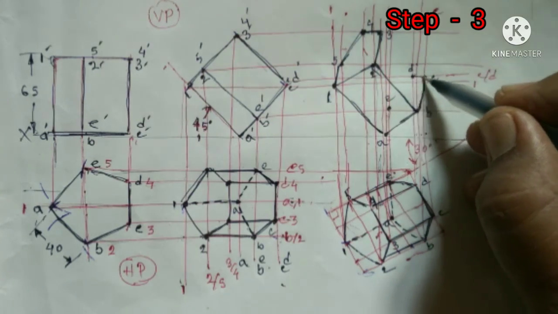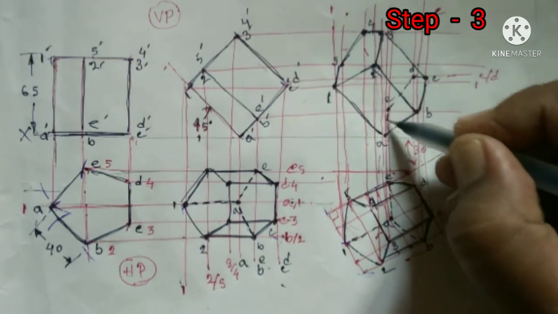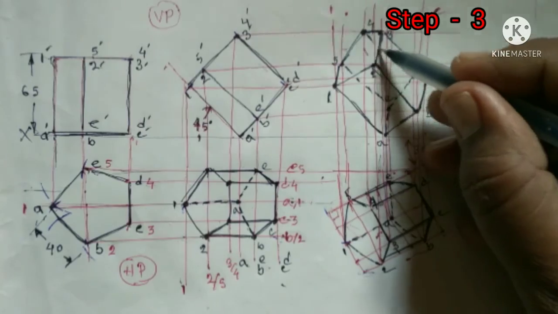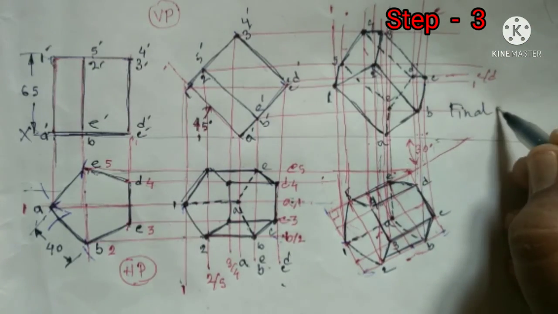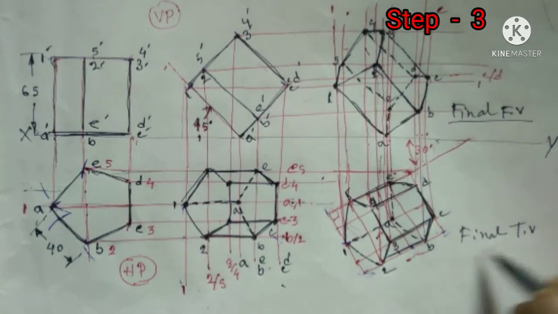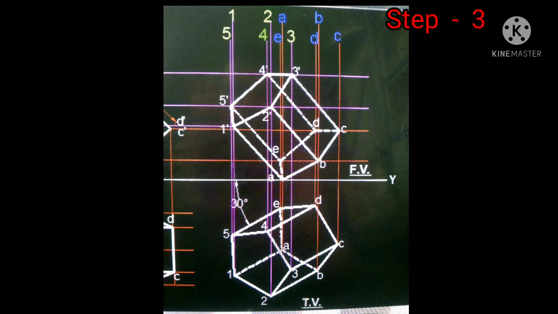First of all, draw the outline. After that, give the hidden line for the invisible edge. For better perfection, this problem has been drawn in AutoCAD software.